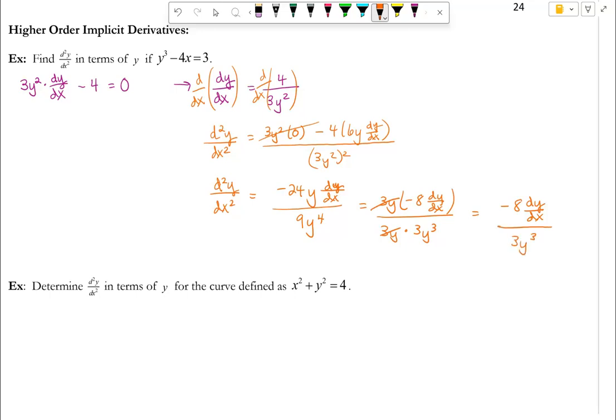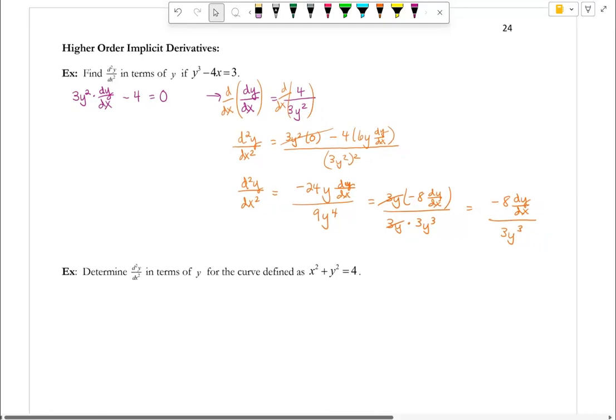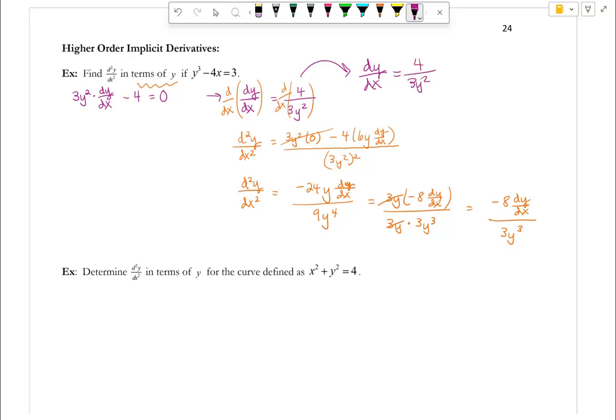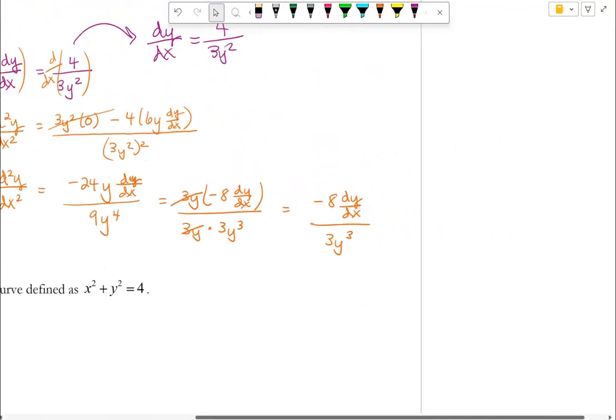But here's the thing, we're not done yet, because if we go back and read how we're asked to do this problem, we are asked to find the second derivative in terms of y. What we can infer from that is that we should not have dy/dx in our derivative. We should only have the variable y in our derivative. So if we go back to our first derivative, I know that I kind of wrote over it, but we knew that dy/dx is equal to 4 divided by 3y squared. So I could substitute that in for dy/dx into my derivative here.